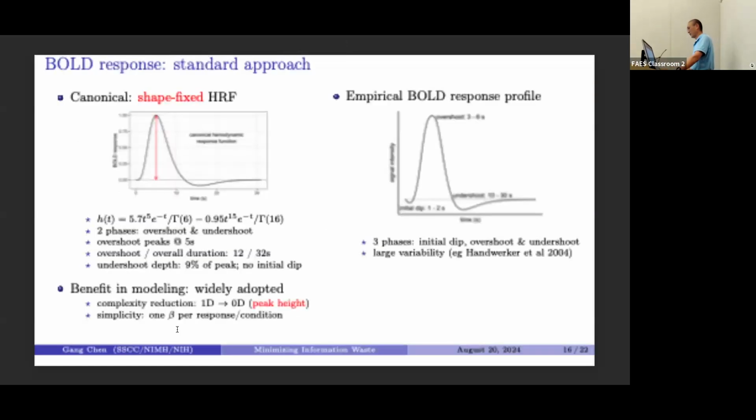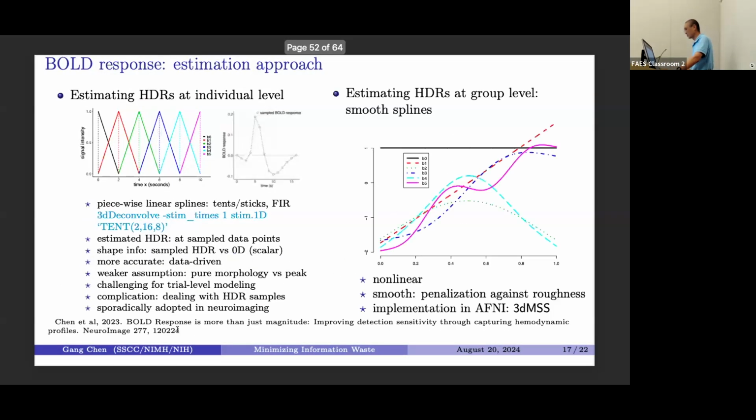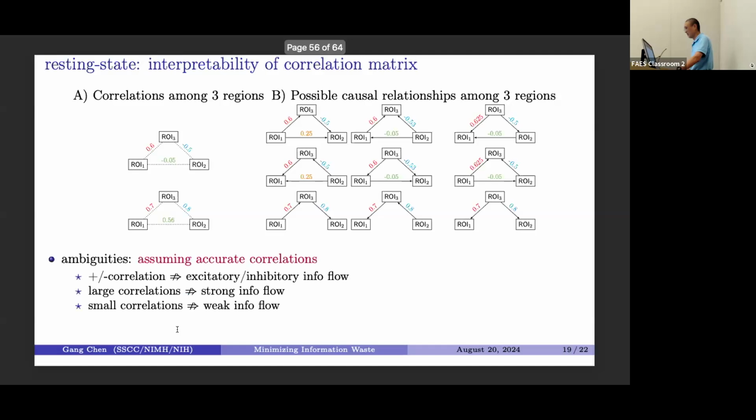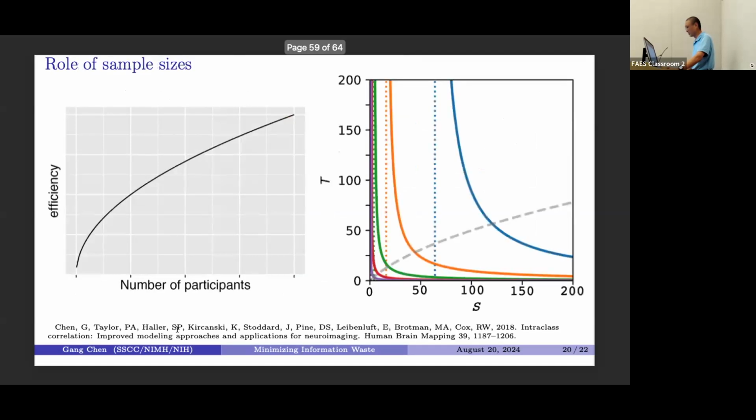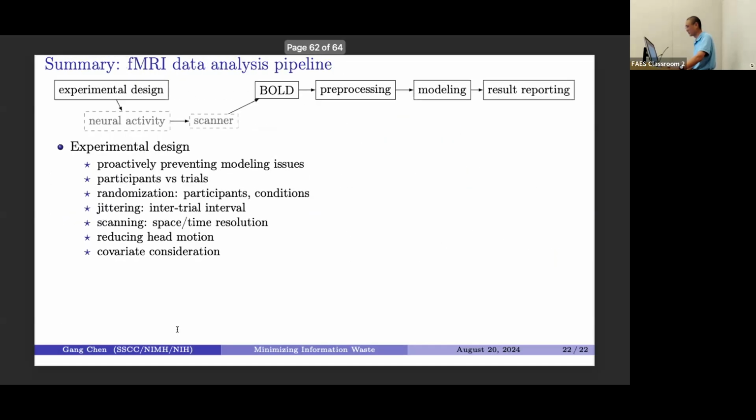I'm going to skip this HRF stuff. There's also Wilson state, even more problems with Wilson state. I think I'm going to skip that. Let's just summarize.